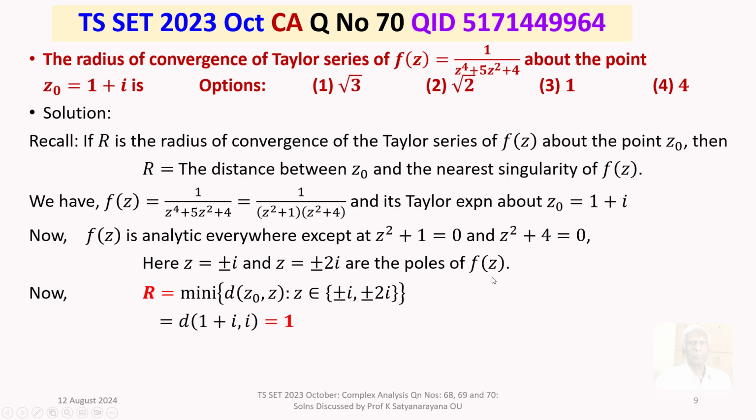So the radius of convergence of the Taylor series of the given function about z0 is equal to 1 plus i is 1. So the 1 appears against option 3. Therefore, the answer to this question is option 3. And that is the detailed discussion of those 3 problems which we wanted to get in for this video.